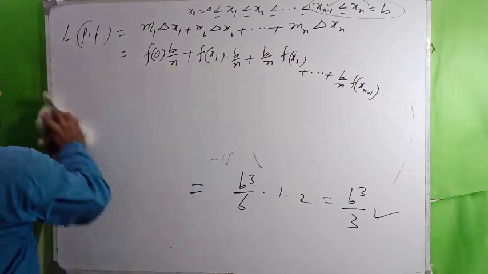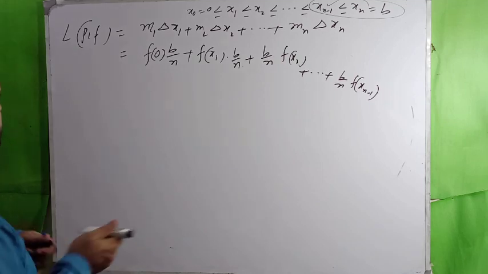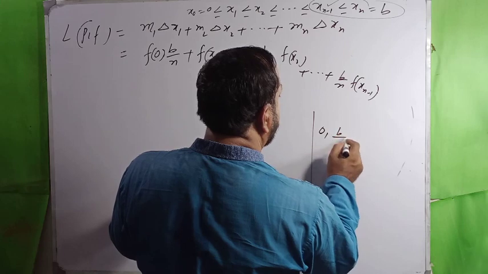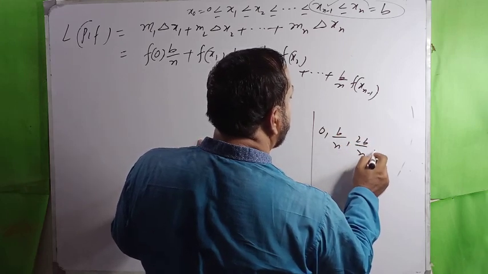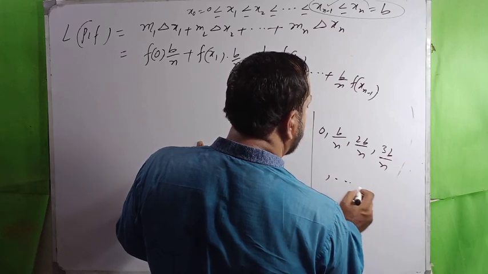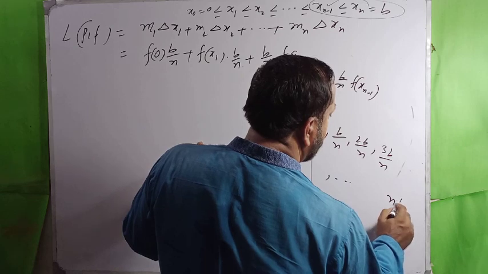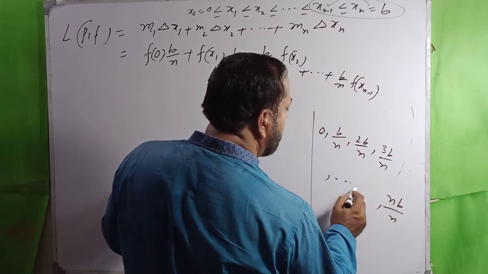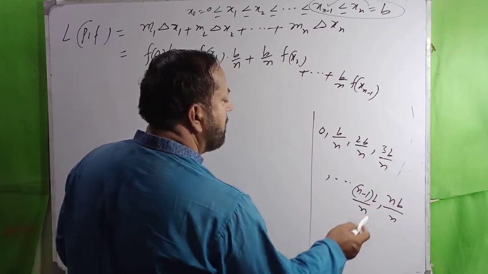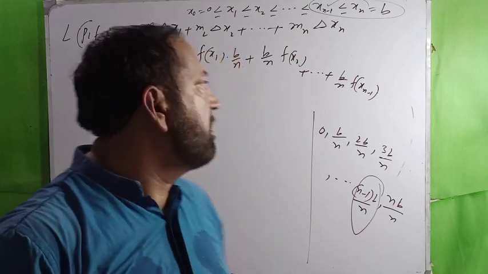So now what is the answer? Again, remember, you recall your partition. What was the partition? The partition was b by n, 2b by n, 3b by n, and so on. The last was b, which is nb by n, and the last one was n minus 1 into b by n. This is the last inf of your last interval, right?